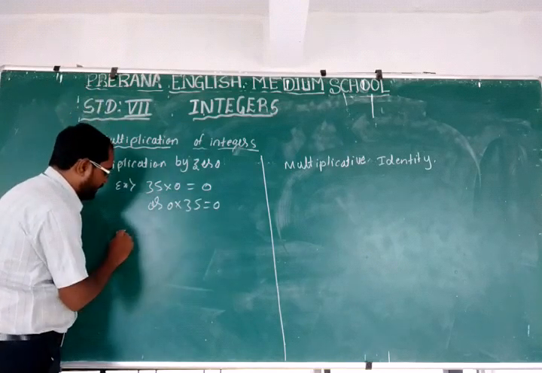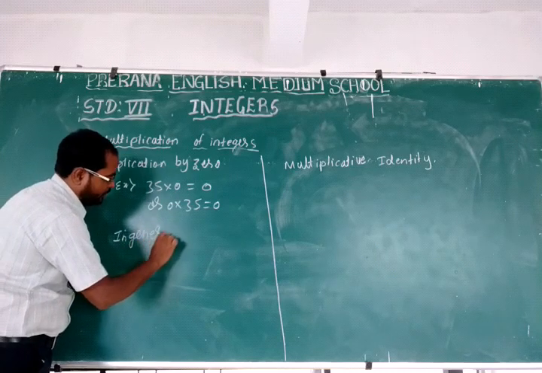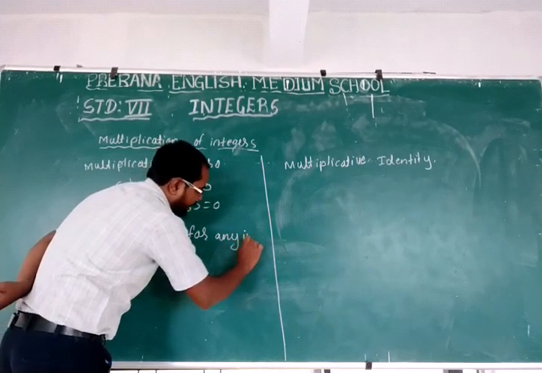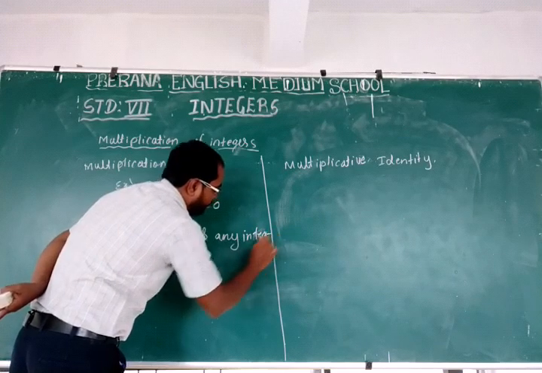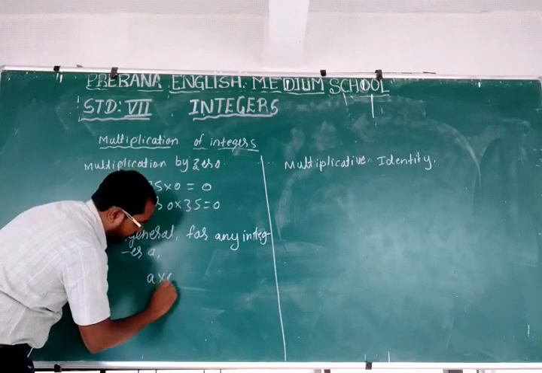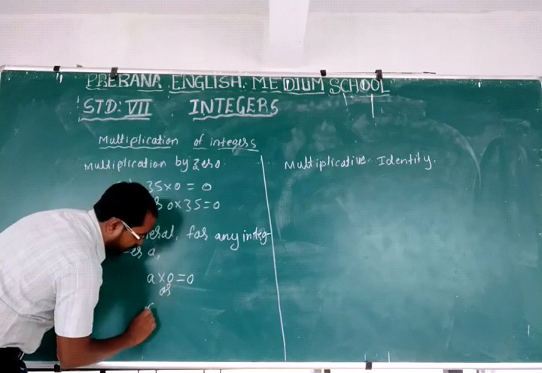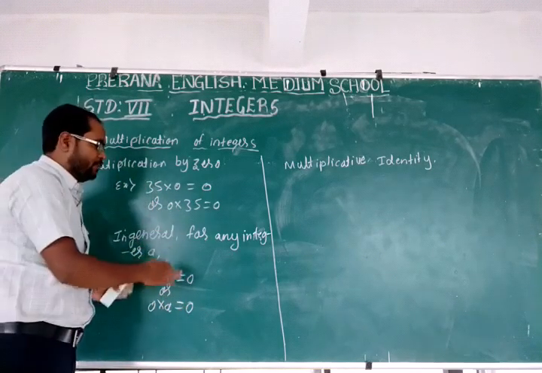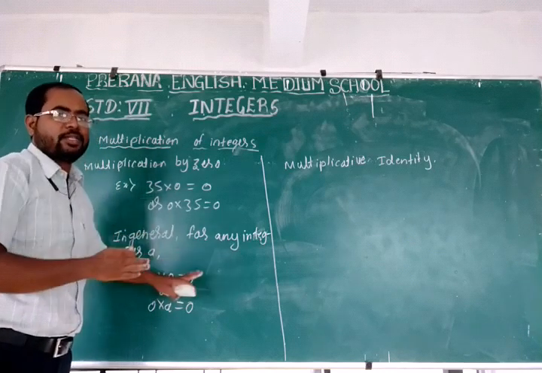Therefore, you can say in general, for any integer A, whether positive or negative, A into 0 is equal to 0, or 0 into A is equal to 0. This is very simple. It means any number you multiply by 0, the answer is 0. Only this much it means.